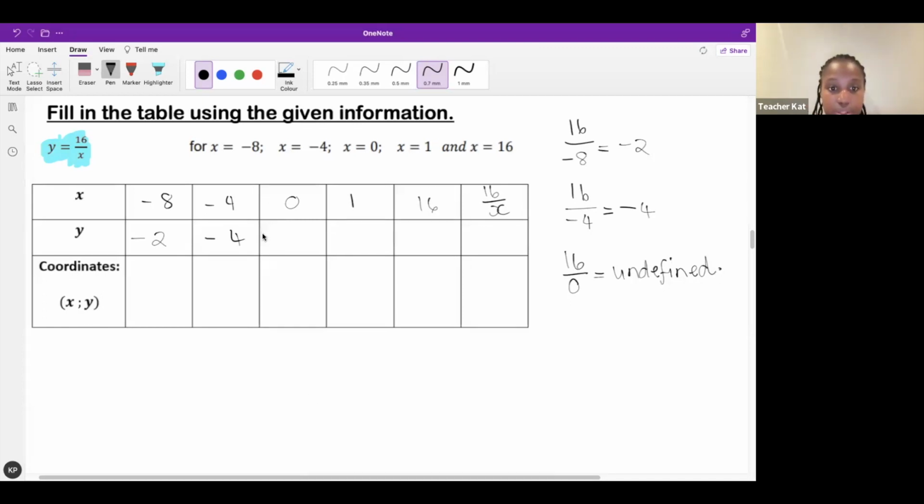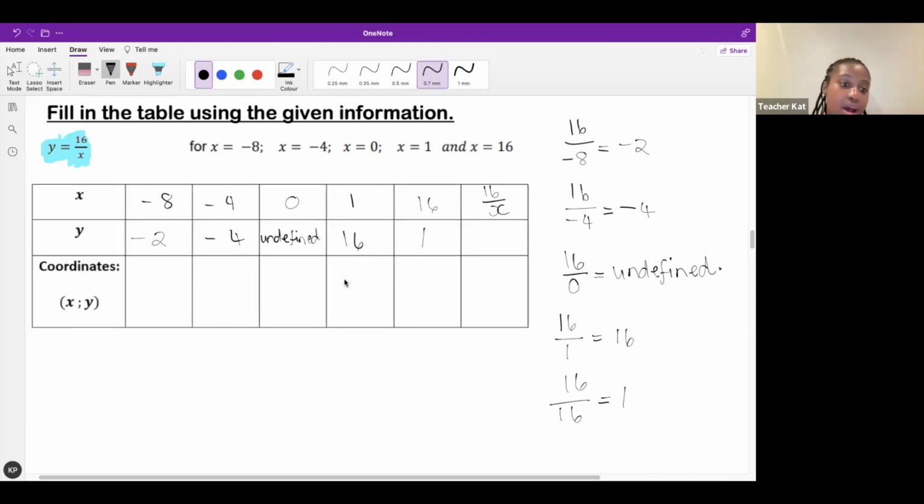Okay. So let's see if I can fit it here. Undefined. There we go. Next, I have 16 divided by 1, and that's going to give me just a 16. And for the last one, I have 16 divided by 16, and my answer is going to be 1. Okay.